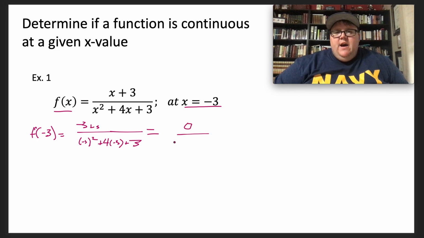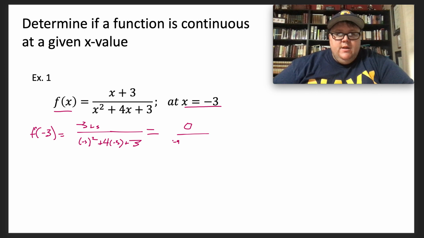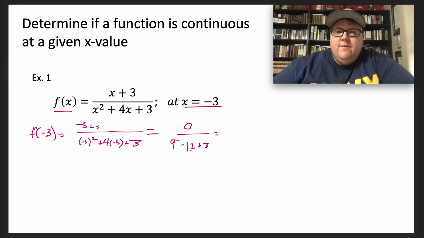Negative 3 squared is positive 9. Positive 9 minus 12 plus 3. So if you notice, 9 minus 12 is negative 3, plus 3 is 0. So I'm going to get 0 over 0.